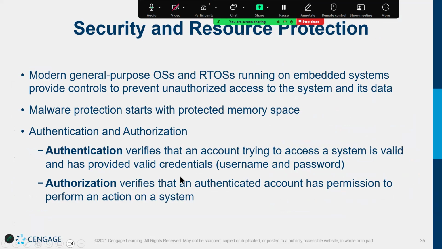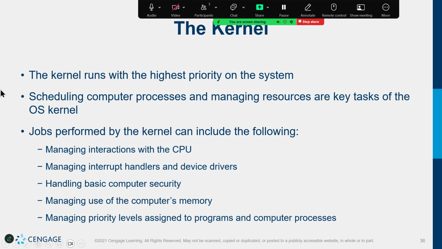Then we have ways that we protect information. Operating systems and real-time operating systems running on embedded systems can provide controls to prevent unauthorized access. So we use authentication, which may be your username and password. Then you have authorization, which verifies whether you have permission to access certain folders and files. The kernel runs with the highest priority. Scheduling computer processes and managing resources are key tasks of the OS kernel, and jobs performed by the kernel can include the following: interactions between the CPU, interrupt handlers and device drivers, basic computing security, use of the computer's memory, and assigning priority levels to programs and computer processes.